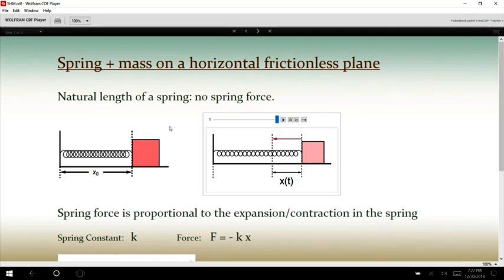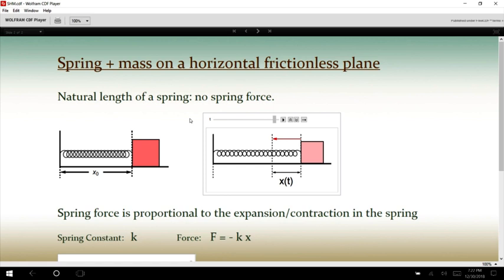So think about this figure on the left-hand side where I have a block of mass m connected to a spring, which is in turn connected to a wall. Initially, the spring is at its natural length. Now remember, when a spring is at its natural length, it does not exert any force. So at this moment, shown in this picture, the block, at least in the horizontal direction, is not experiencing any force.